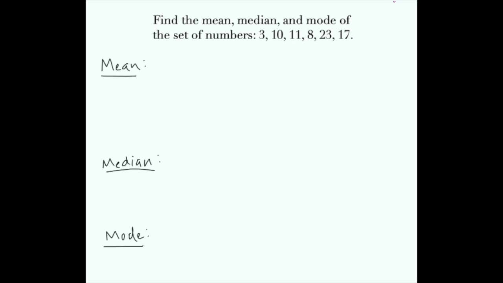Find the mean, median, and mode of the set of the numbers 3, 10, 11, 8, 23, and 17. Let's start with the mean. Adding the numbers up, we get 3 plus 10 plus 11 plus 8 plus 23 plus 17, which equals 72. Dividing by the number of numbers, or 6, 72 divided by 6 equals 12. So our mean is 12.